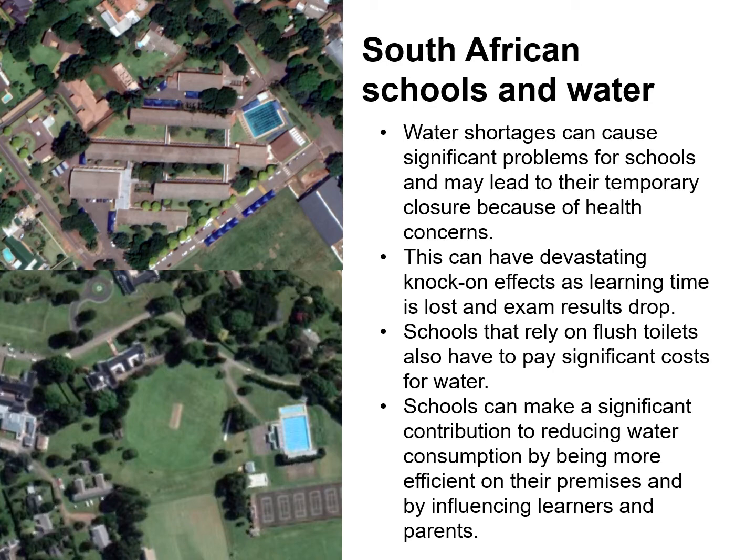What you will also find is that schools that rely on flush toilets have to pay very large costs associated with that water. And the interesting thing with schools is that schools have a very strong influence on the area around them, where learners can actually influence their parents. So we can look at interventions around water efficiency. So they're a very interesting building type, because you can have a much bigger impact than just the efficiency within the actual school buildings.